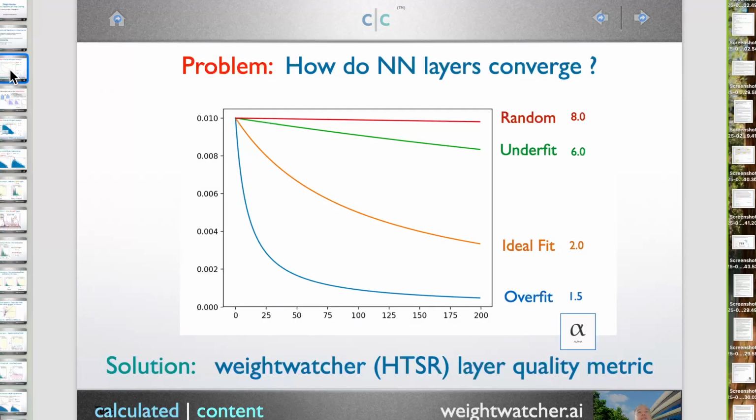I want to give you the TLDR of this. We think about a neural network. Most people, when they train a neural network, only think about the loss function. Like, what is the loss doing? But if you look closely, you realize that there are layers, and the individual layers actually converge at different rates. What I'm going to do is present a theory of layer convergence.